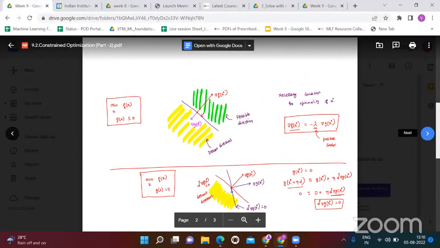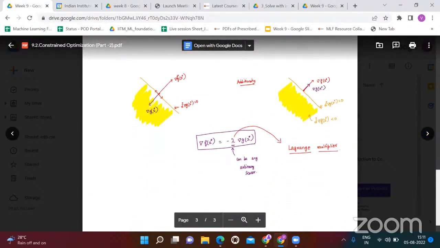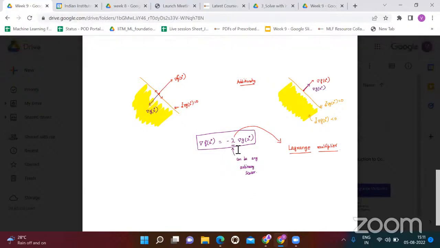Inequality means both gradients should be anti-parallel. And for the equality, it can be anti-parallel, it can also be parallel. So here the lambda can take any value. That is why I was saying it can adjust itself. Okay, so this is the Lagrange multiplier for you.